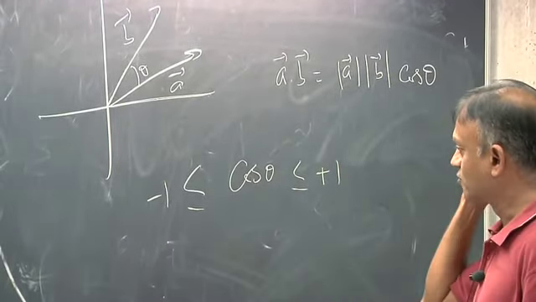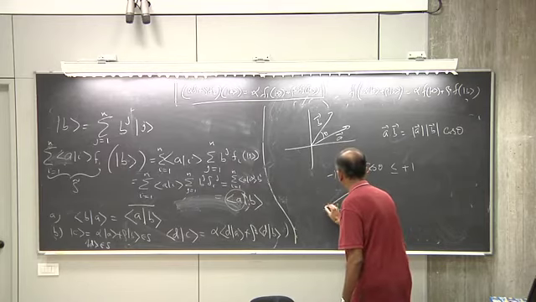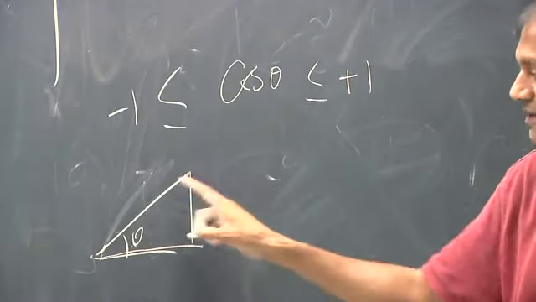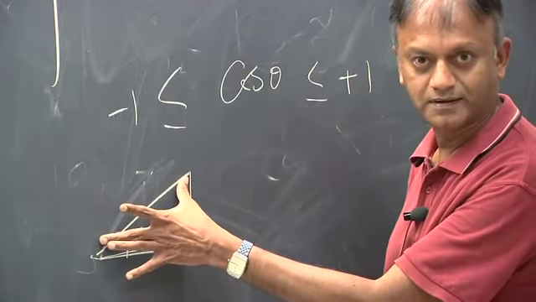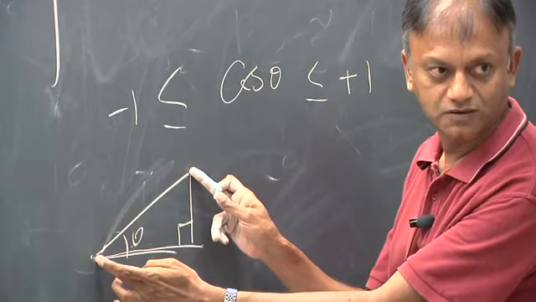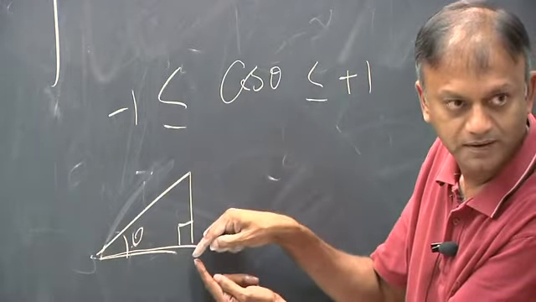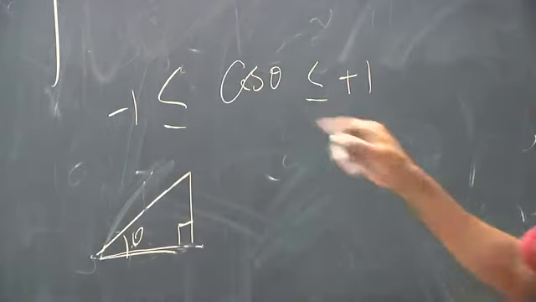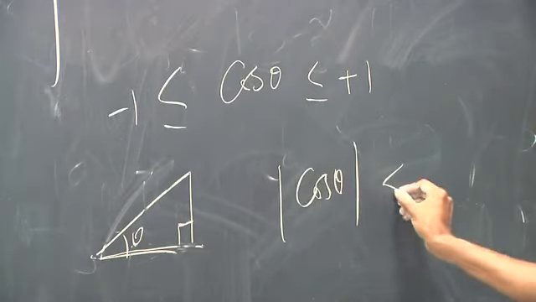That is of course clear, because cosine theta is defined like this. If I have an angle theta, I just draw a perpendicular from here to there to make a right angle triangle. This is 90 degrees. Then cosine theta is simply this length divided by that length. So surely this length is going to be smaller than that length, so it's going to be less than 1. The only case when it will become 1 is when angle theta goes to 0. In that case, this line just collapses to that line. Otherwise, this will always be less than 1. So in particular, the magnitude of cosine theta is less than or equal to 1.